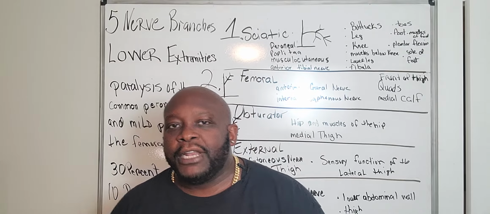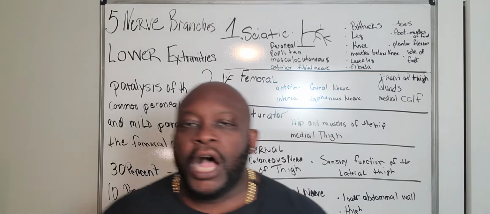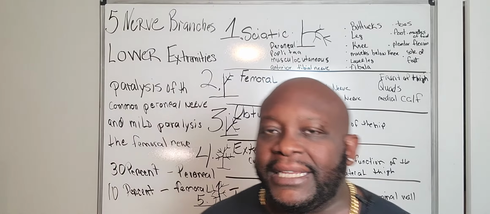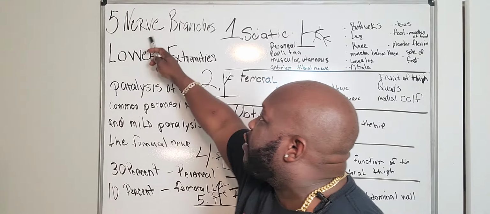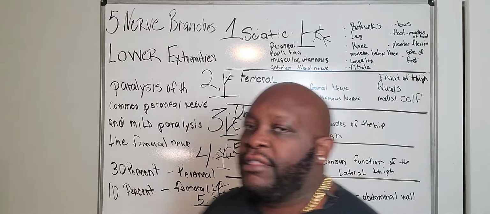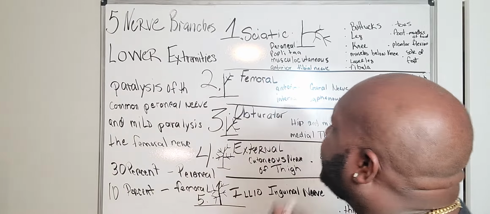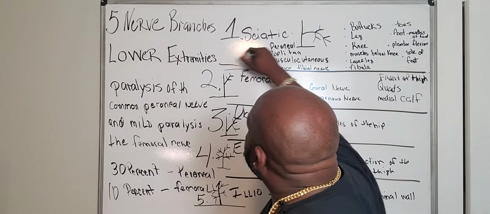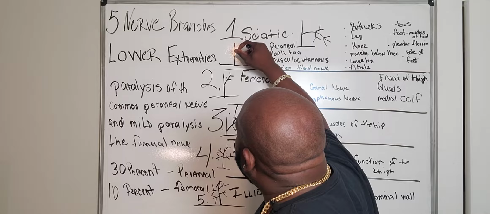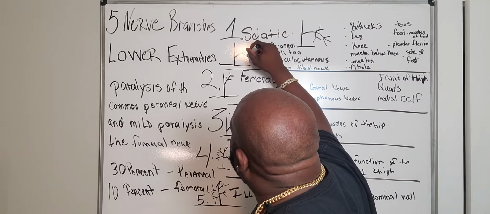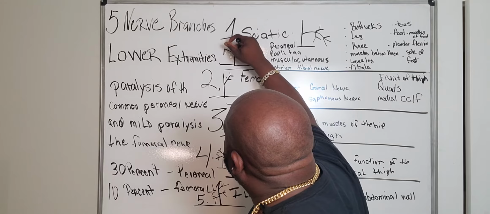So today I'm going to talk about musculoskeletal issues dealing with your lower extremities. We're going to talk about the nerve branches of the lower extremities. There are 5 nerve branches. Just like branches of a tree, you have the base, you have the tree there, you have a couple of branches trimming out there, branches there, you got branches over here.